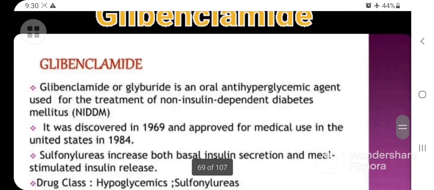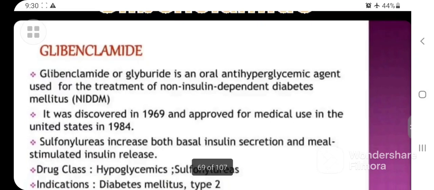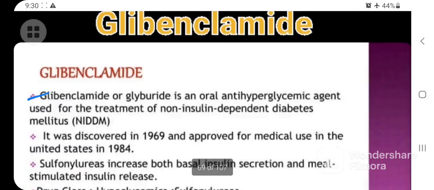Let's study it. See, glibenclamide or glyburide is an oral anti-hyperglycemic agent. Oral anti-hyperglycemic means you can also say oral hypoglycemic agent, no problem. If you want to say hyper, then you have to add anti-hyper. The raised glucose level we are decreasing, so anti, opposite. So in general you can say oral hypoglycemic agent.